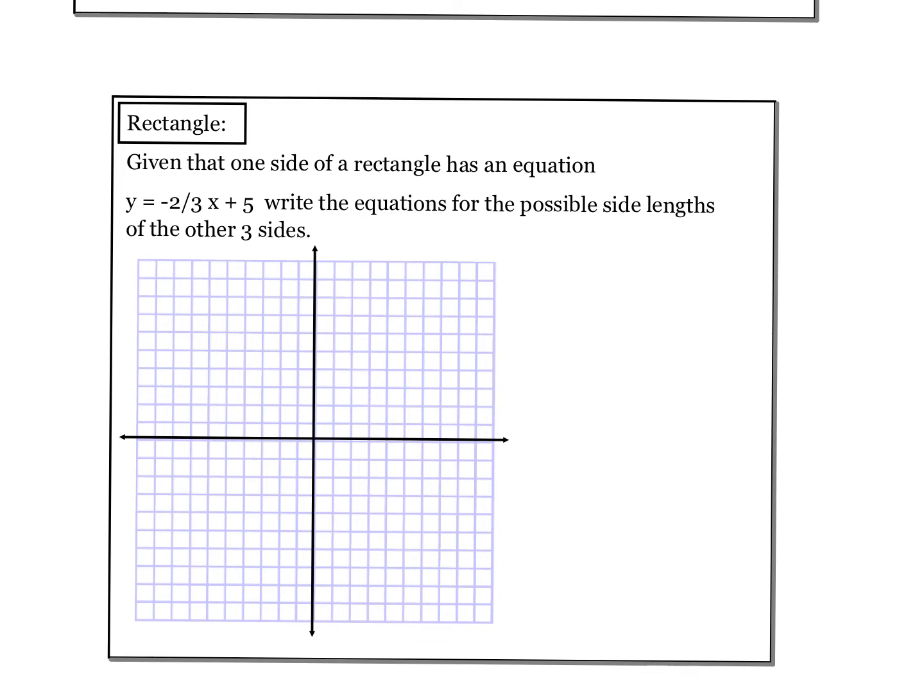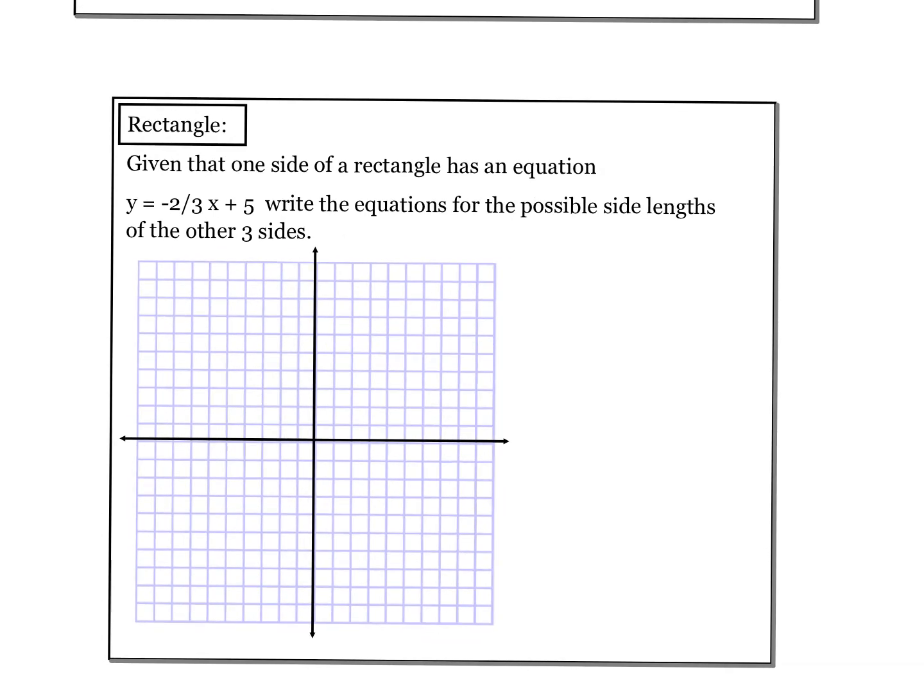1, 2, 3, 4, 5. 1, 2, 3, 4, 5. We've got 1, 2, 1, 2, 3, and so on.